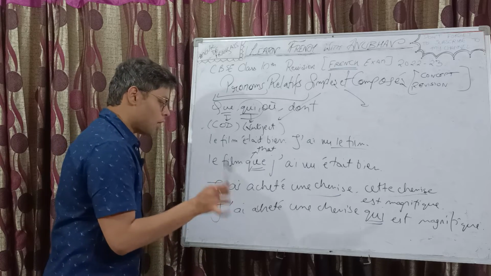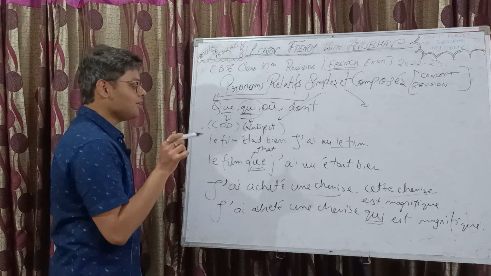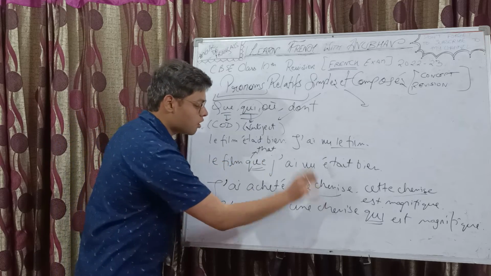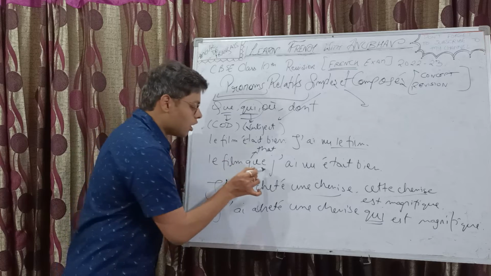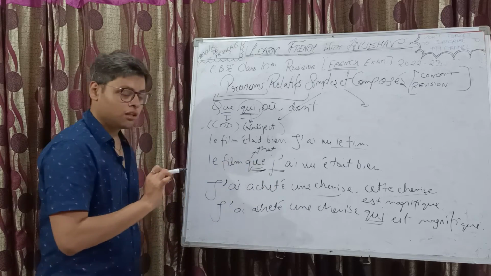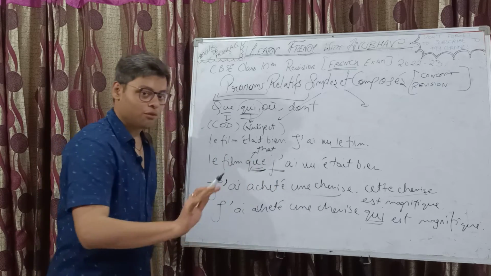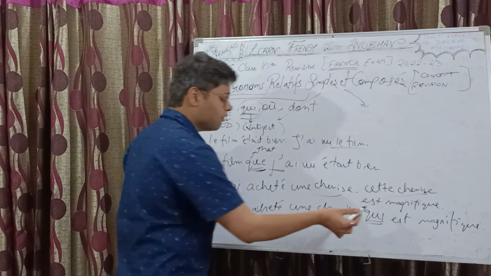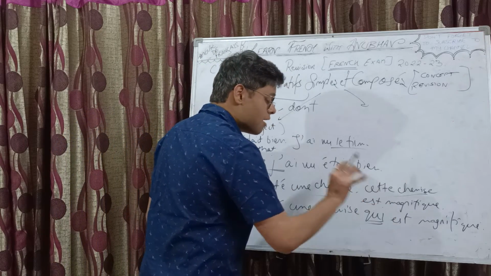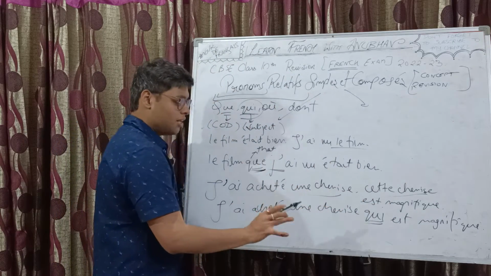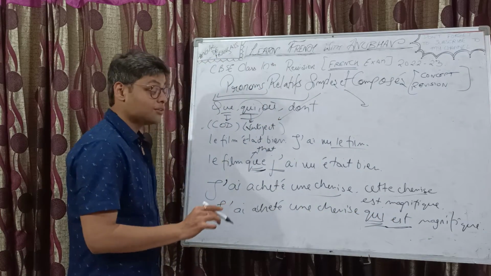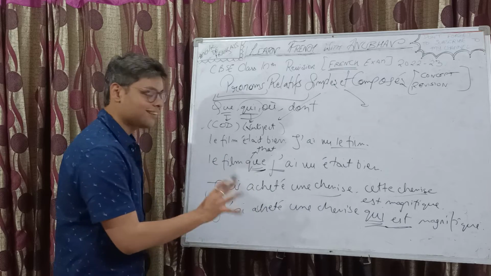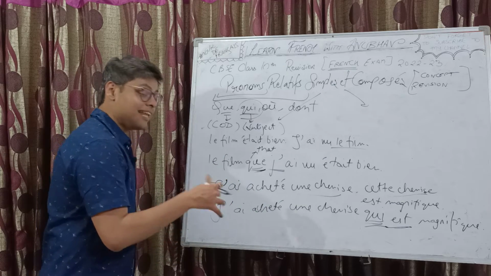Okay, now one small trick that you can use while choosing between que and qui. Okay, que will always be followed by a subject and qui will never be followed by a subject. Okay, if there's a pronoun, of course the pronoun can come before the verb, but in usual cases after qui you're going to have directly the verb. So this is going to be a very important indicator that can help you.